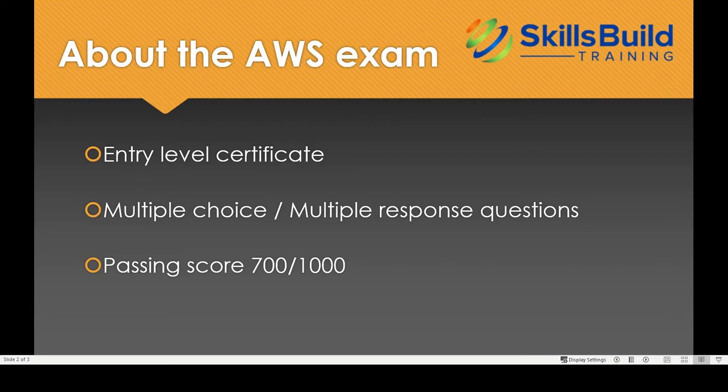Regarding the exam content, you will run into two types of questions on the exam. Multiple choice questions, where you have one correct answer, and the second type is multiple response question, where you have to select multiple correct answers. Good thing to note is that you have no penalty for guessing the question wrong. Passing score for AWS Cloud Practitioner exam is 70% or 700 points out of 1000.